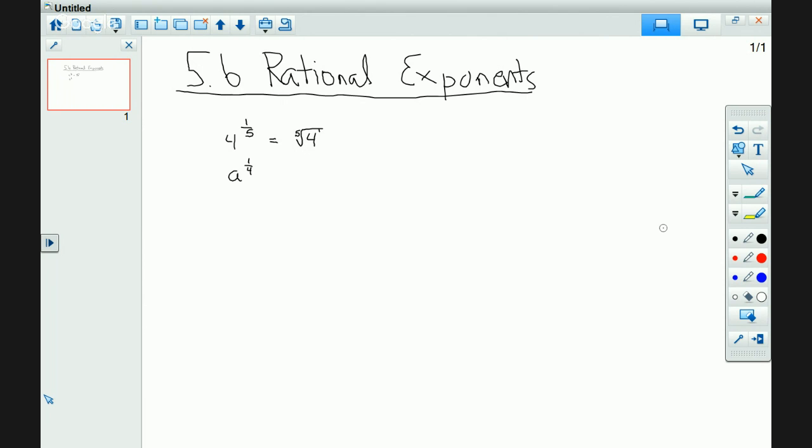So what's that one become? A. What roots? Fourth root of A. Okay. So if you've learned this, it's going over. We're adding variables now. You can write those both ways.